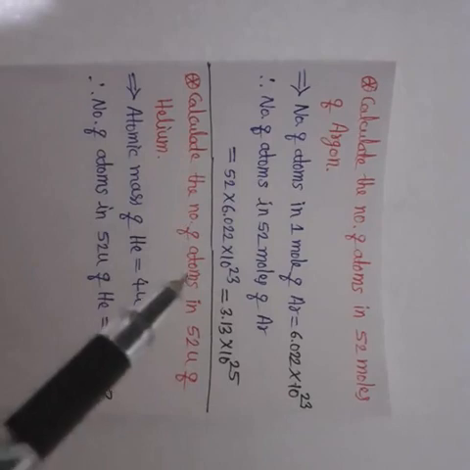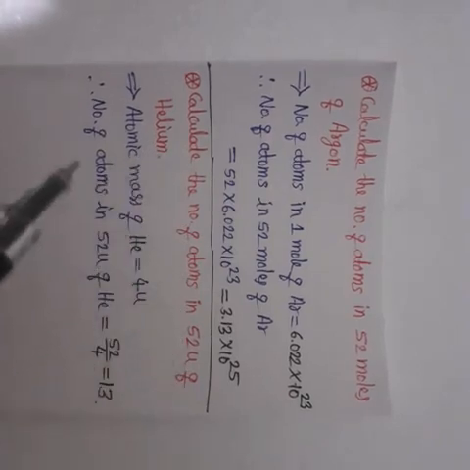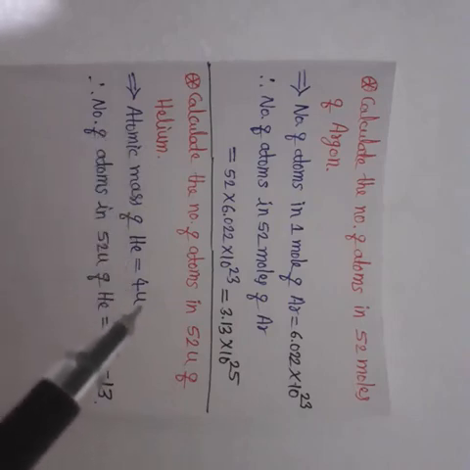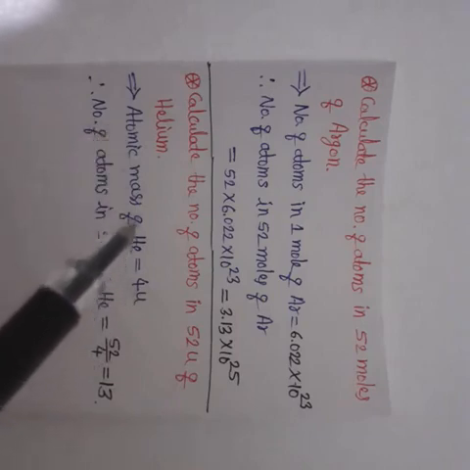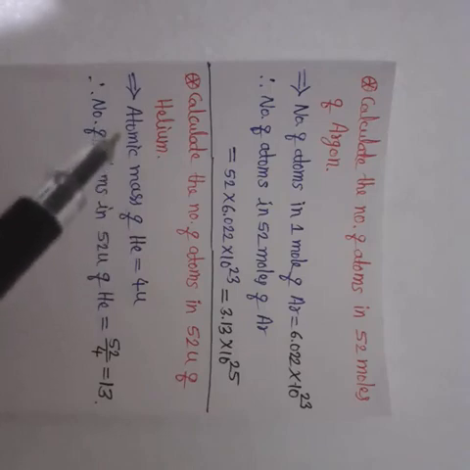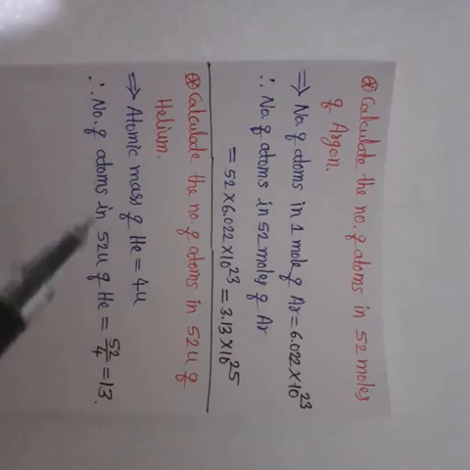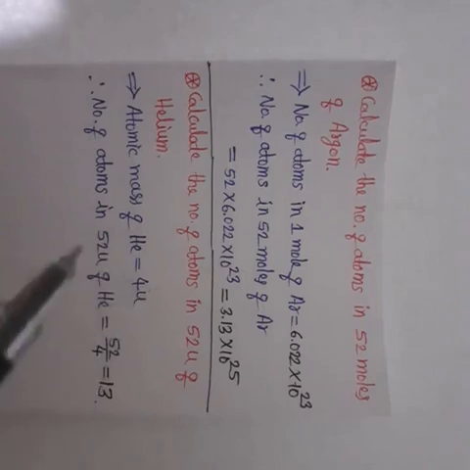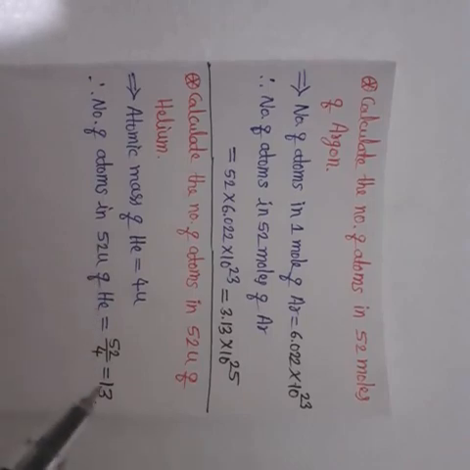Calculate the number of atoms in 52 unified mass of helium. See here, atomic mass of helium is expressed in unified mass, that is U. Since atomic number of helium is 2, atomic mass is 4, hence atomic mass of helium is 4U. Therefore, number of atoms in 52 U of helium is 52 divided by 4. Then we get number of atoms in 52 U of helium, that is 13.